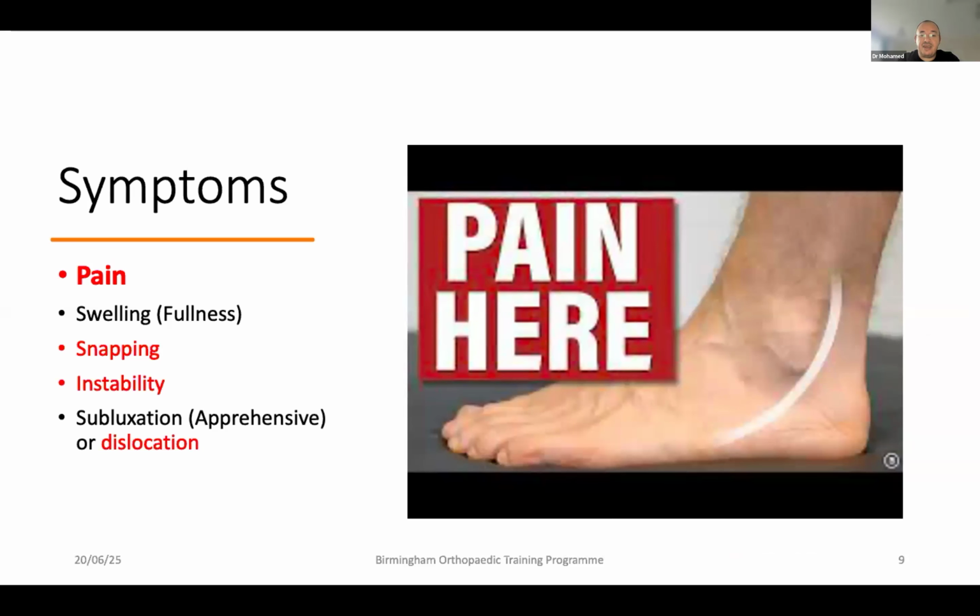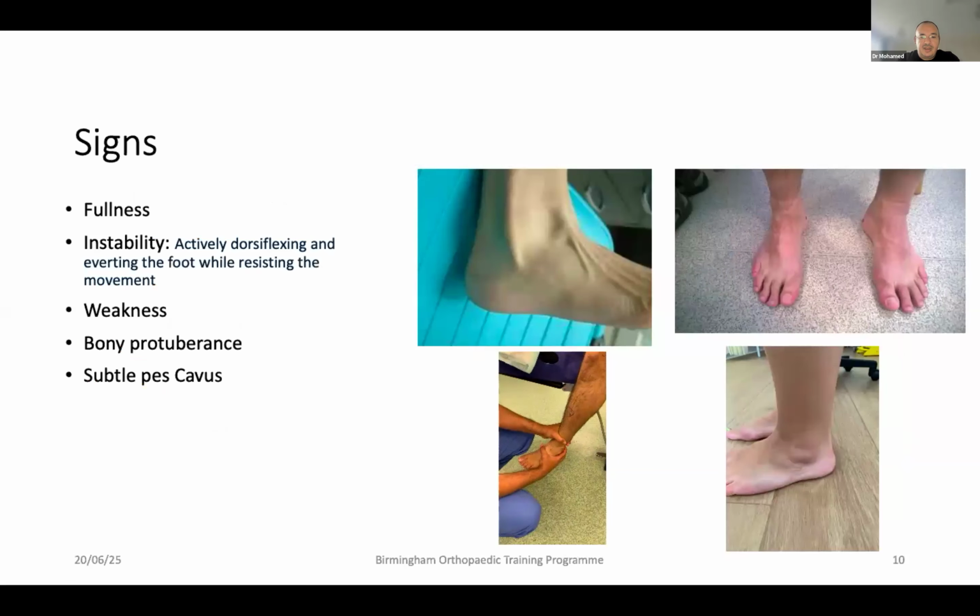You might have some snapping, a patient complaining of some clicking and snapping at this area. Definitely instability if the tendons are just popping out from the retromalleolar groove, and if there is a frank subluxation or dislocation. So as you can see in this video underneath, the patient has global ankle instability, anterior drawer and varus inversion.